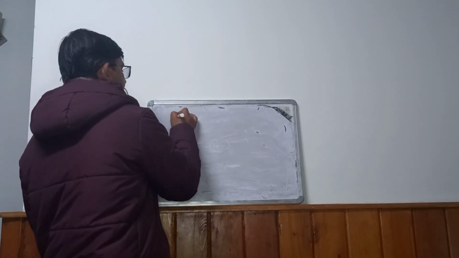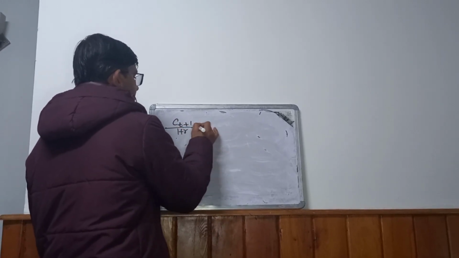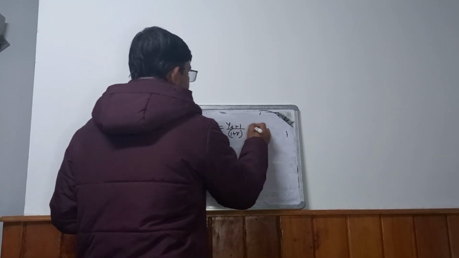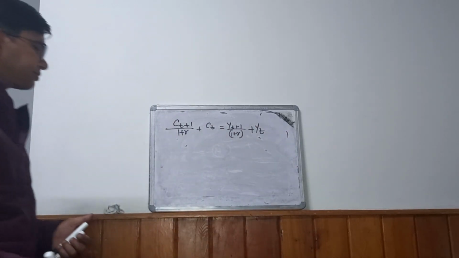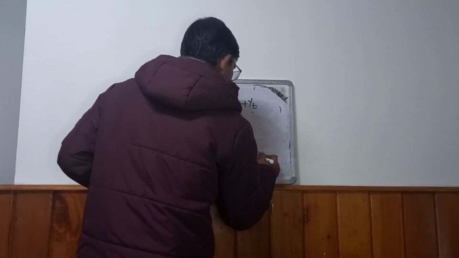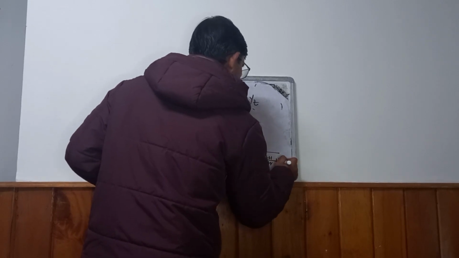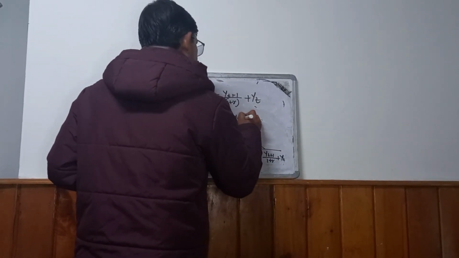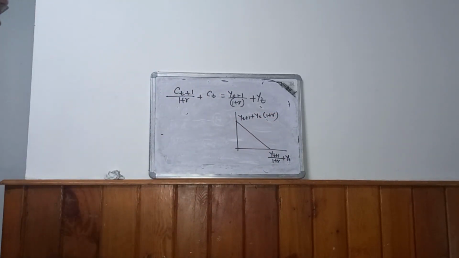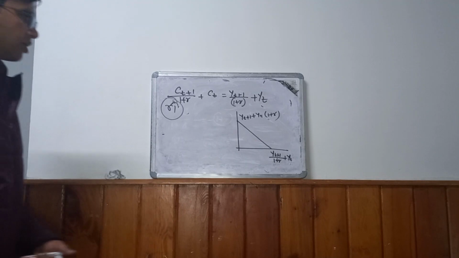So again come to the budget equation: CT plus 1 divided by 1 plus R, plus CT, equals YT plus 1 divided by 1 plus R, plus YT. Look at the budget equation once more. This is YT plus 1 divided by 1 plus R plus YT. So, if the rate of interest rises, what will happen here?